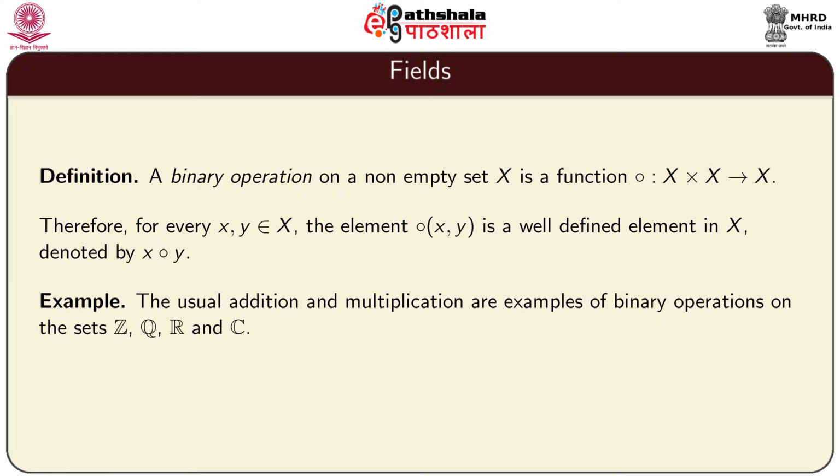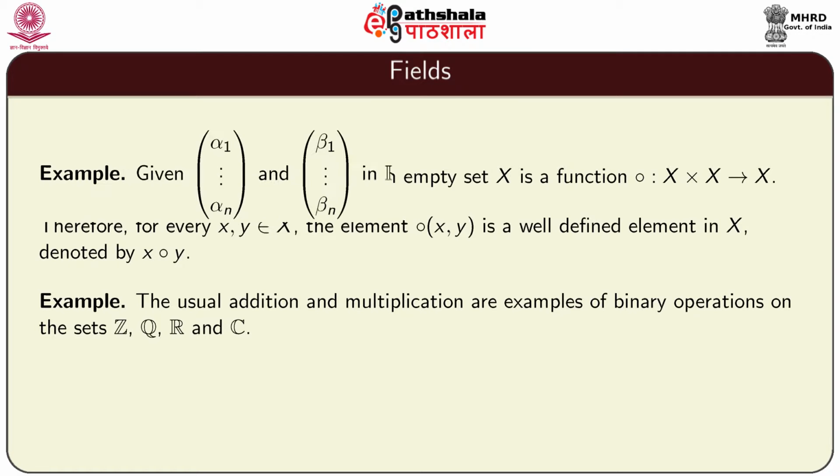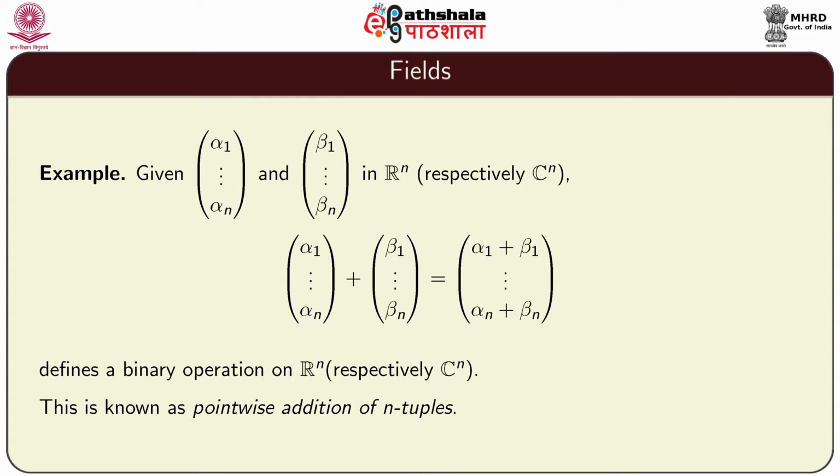The usual addition and multiplication of integers, rational numbers, real numbers, complex numbers are definitely examples of binary operations on these sets. What we will see, especially for the rationals, the reals and the complex numbers, is that these binary operations of addition and multiplication give a very special structure, and that is what is called a field. One more example.